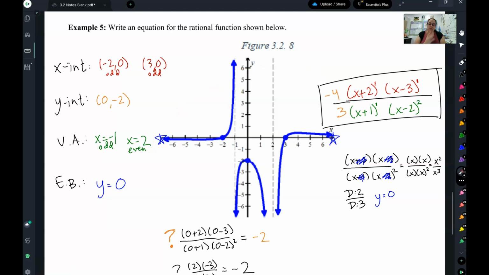So that is an example of how you work backwards. You are all ready to get started on your homework.